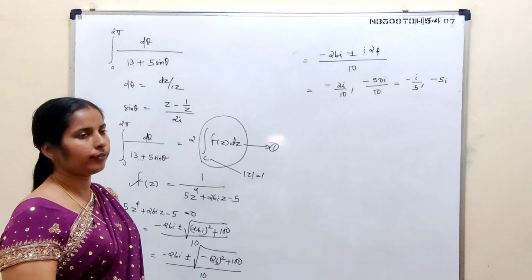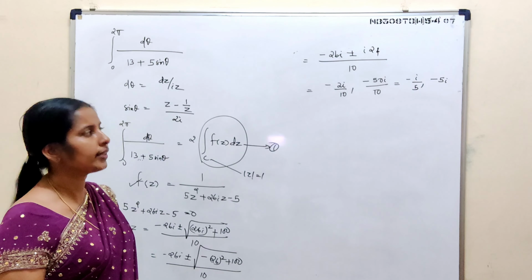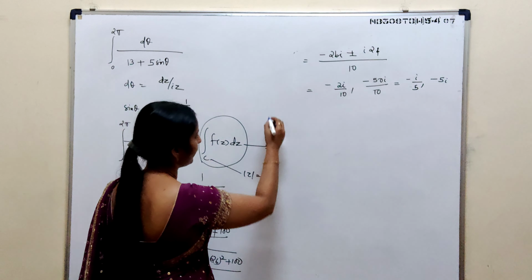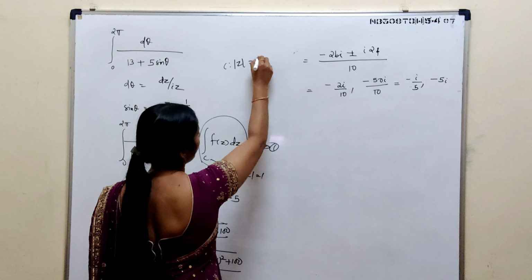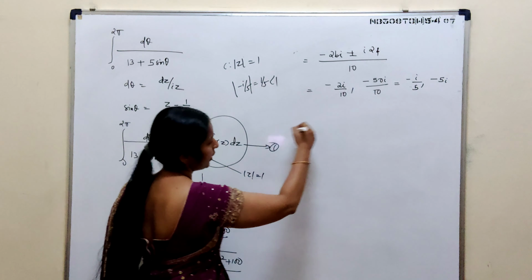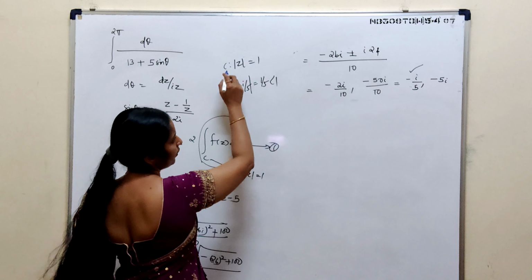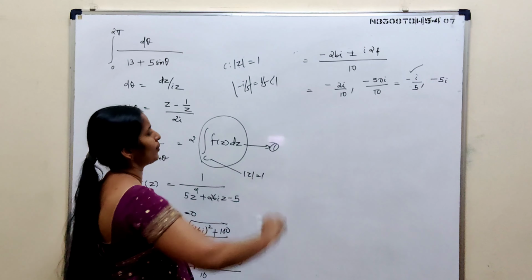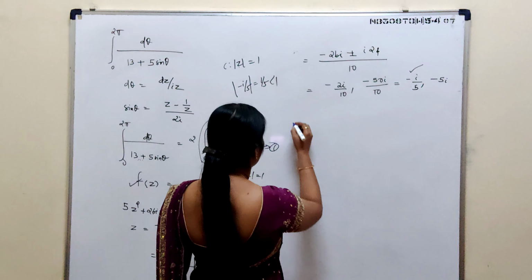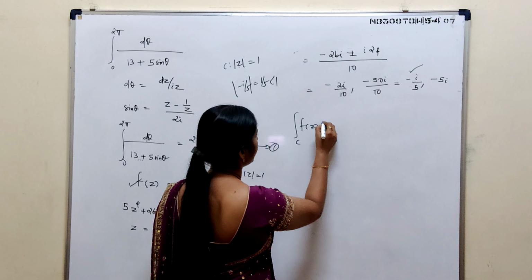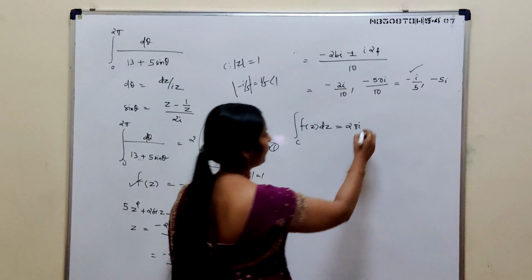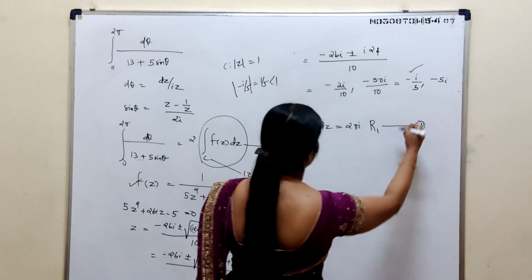See, these are the singularities of f. Next you have to check which one is inside of C. Our circle is mod z equal to 1. The modulus of minus i by 5 is 1 by 5, which is less than 1, so it is inside. Consider z as minus 5i, you can see its modulus is 5, which is greater than 1, so it will be outside. So by residue theorem, integral over c f z dz is 2 pi i into R1, since there is only one singularity within C. That is equation number 2.